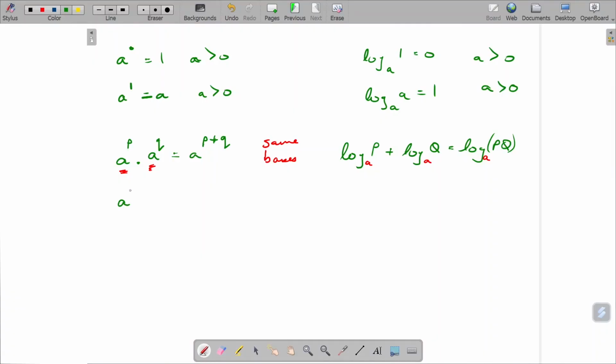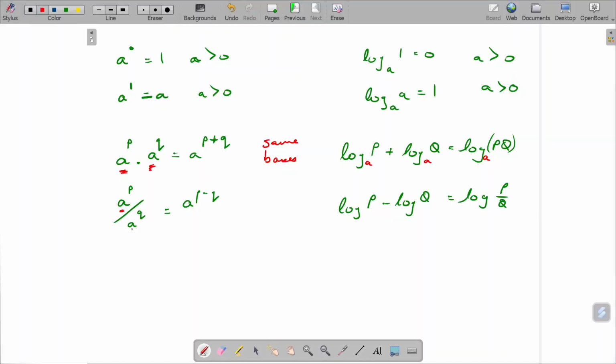Now let's look at law 2. Law 2 was about dividing. So a to the p divided by a to the q equals a to the p minus q. Surprise, surprise, this becomes log p minus log q equals log of p over q. Again, remembering that the key thing here was that the bases had to be the same. So it is log a.